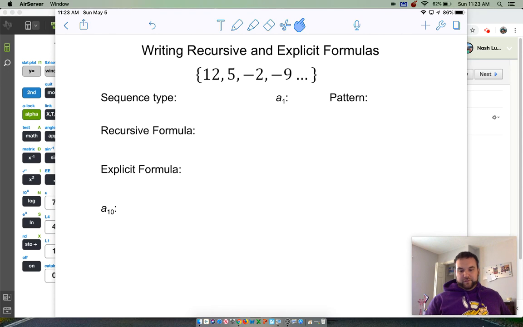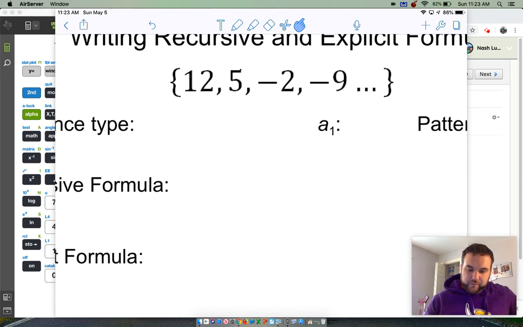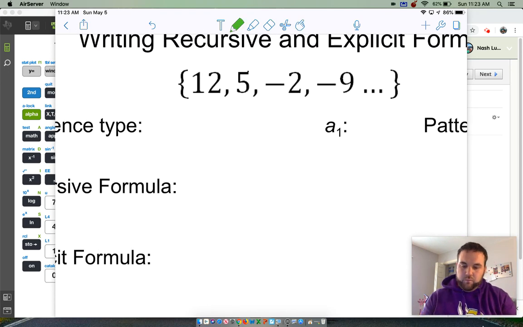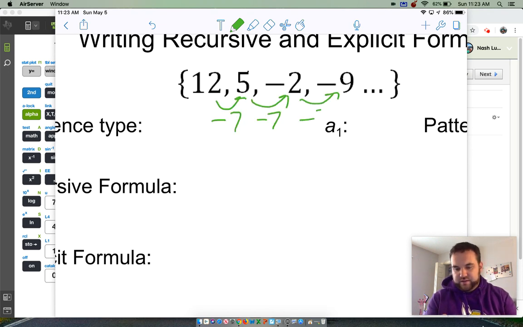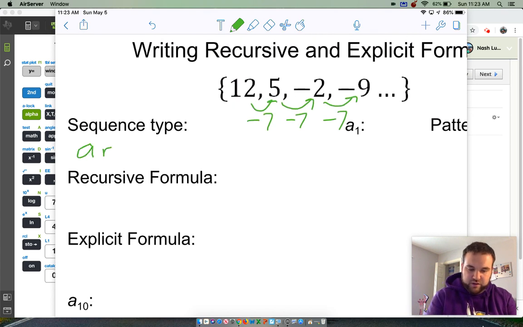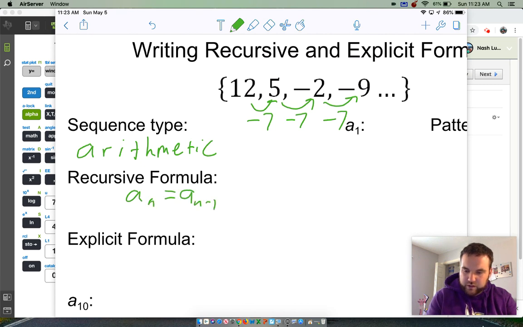This one, 12, 5, negative 2, negative 9. We can test for arithmetic. 12 to 5 is down 7. 5 to negative 2 is down 7. Negative 2, negative 9 is down 7. So I know this is arithmetic. Recursive formula is going to say to get the nth term, take the previous term, and you're going to subtract 7. And our first term is 12.